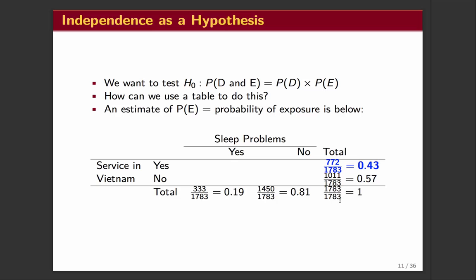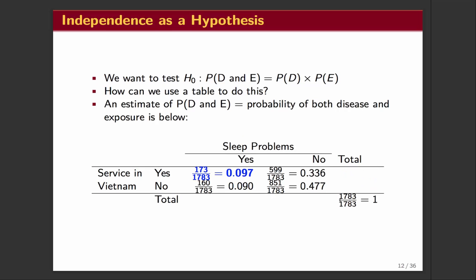The probability of E, in this case, we're talking about the probability of exposure. This is 0.43. Everybody all right with that? Where these numbers are coming from? So where in the table am I going to find the probability of D and E? Upper left, right? The probability of D and E is saying the probability of the disease and the exposure both occurring, which is 0.097.